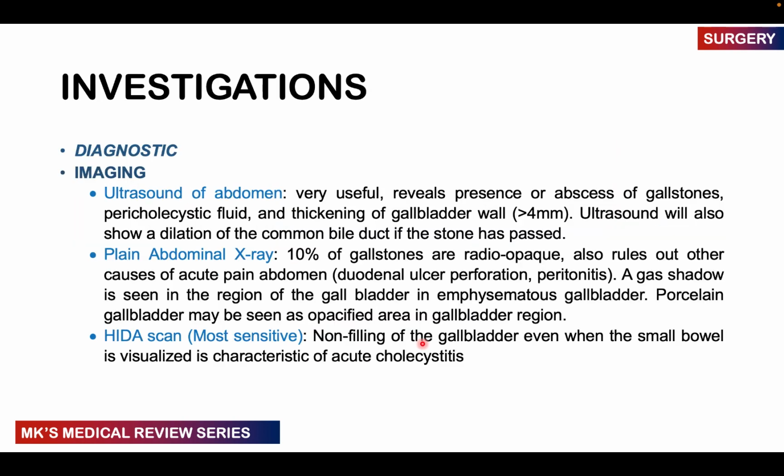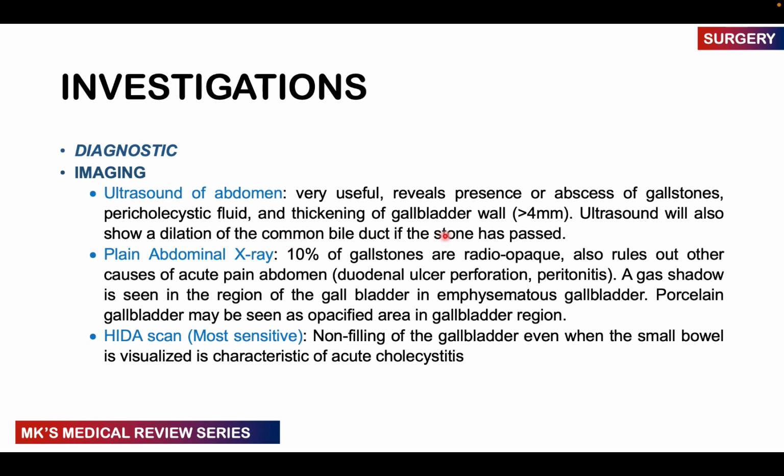Now, what investigations are we going to do to make a diagnosis? You may get diagnostic investigations such as imaging. An ultrasound is very important to make a diagnosis. It's going to reveal either the presence or absence of gallstones. You may get pericholecystic fluid. You may get thickening of the gallbladder wall greater than 4 millimeters. And of course, the ultrasound will show a dilation of the common bile duct if the stone has been passed.